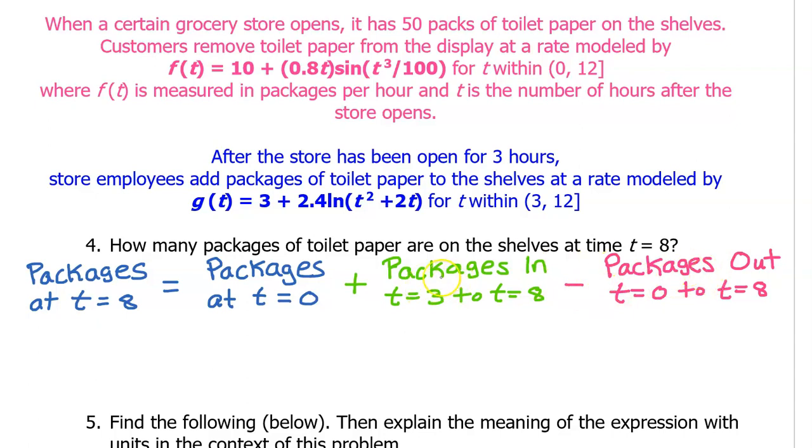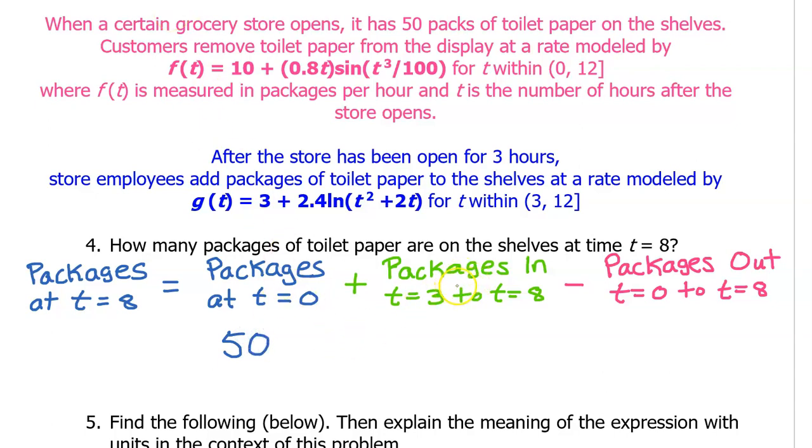Notice that when I talk about the number of packages that are being added, I say from time t equals 3 to t equals 8. That's because packages were only being added during this time interval. But when I talk about packages being removed, I do t equals 0 to t equals 8 because packages are being removed the entire time. Let's write an expression for each one of these three things. We know that when the store opens, there are 50 packs of toilet paper on the shelves. So the number of packages at time t equals 0 is 50.